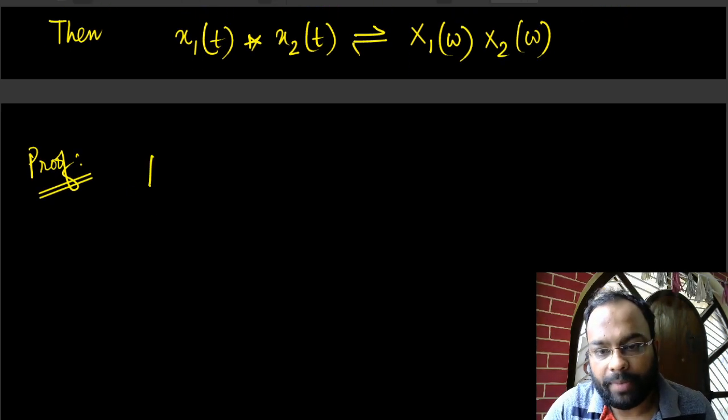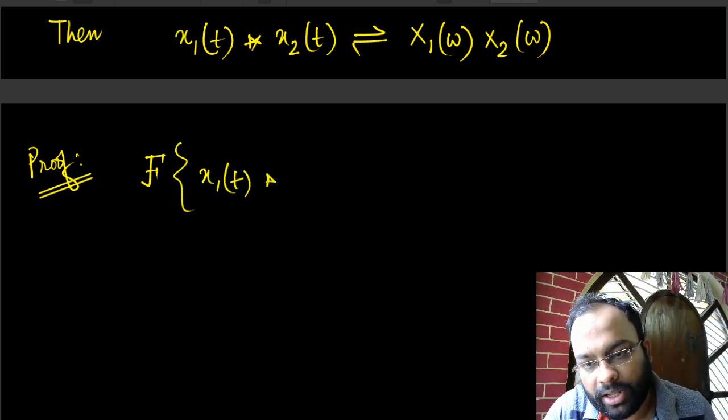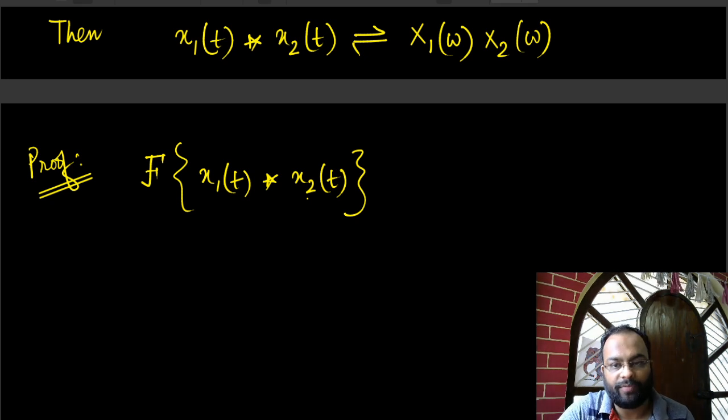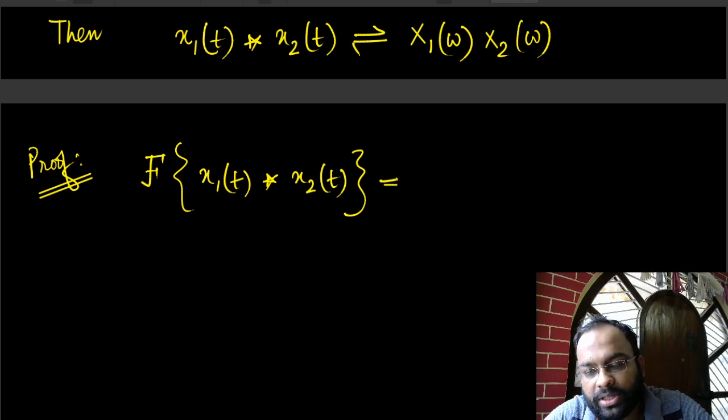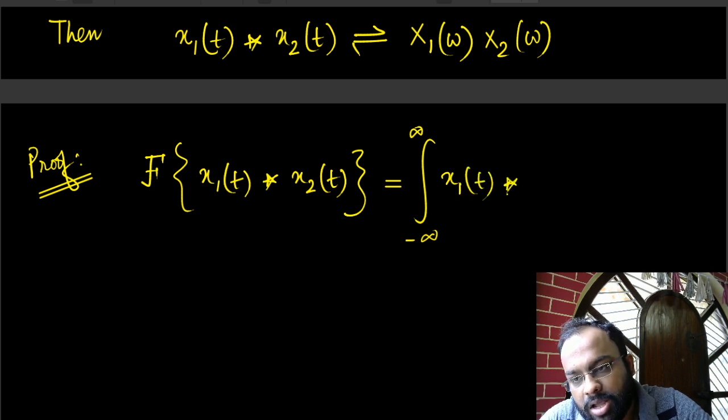So again, what is my problem here? I am finding the Fourier transform of x1t convolved with x2t. And feel free to ask any query that you might have. So this is by definition going to be the integration from minus infinity to infinity of this, e to the power minus j omega t dt.